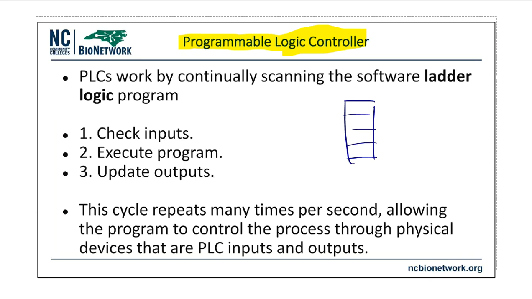So as you can see at the bottom, it says the cycle repeats as many times per second, and it allows the program to control the process through physical devices that are inputs and outputs. So in other words, it can take that information and then it can send a trigger down to a valve to close or down to a valve to open. It can send a trigger to a hot water tank and it can say, open that please and give us some water because we need to circulate some heat through the bioreactor so that way we can keep it constantly at 60 degrees. That is what we call a PLC, or programmable logic controller.